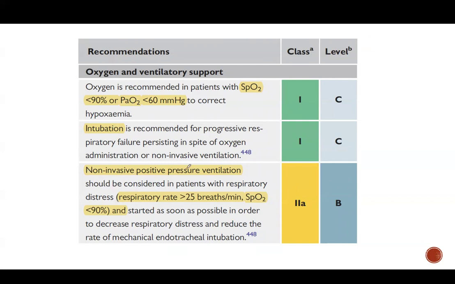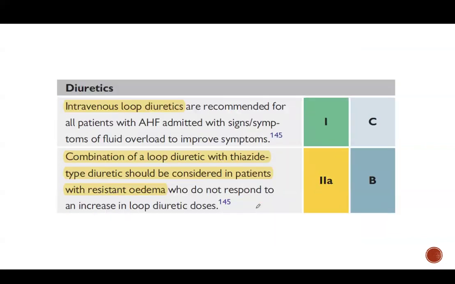Non-invasive ventilation should be considered in patients with a respiratory rate of more than 25 breaths per minute with SpO2 of less than 90%. Intravenous diuretics are recommended for all patients with acute heart failure admitted with signs and symptoms. And if you are suspecting resistant edema, then you should combine it with a thiazide diuretic.